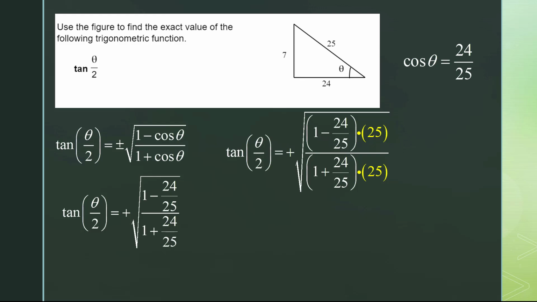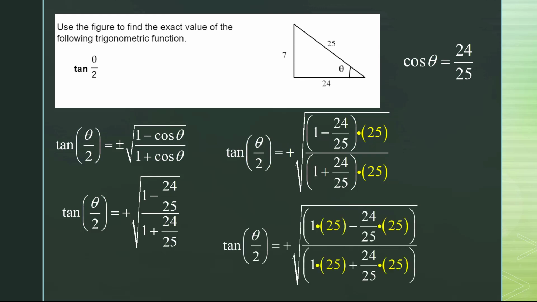When I do that, that 25 is distributed to each term. So we get 1 times 25 minus 24 over 25 times 25. And in the bottom, we have 1 times 25 plus 24 over 25 times 25. And what you'll notice is that the 25 here and the 25 in the denominator are going to cancel out, right? And so we won't have a fraction in our numerator anymore. Same thing in the denominator. We won't have a fraction there.